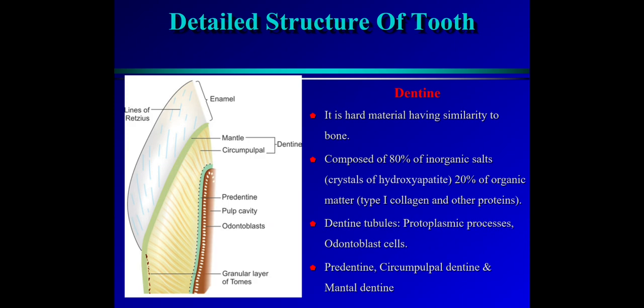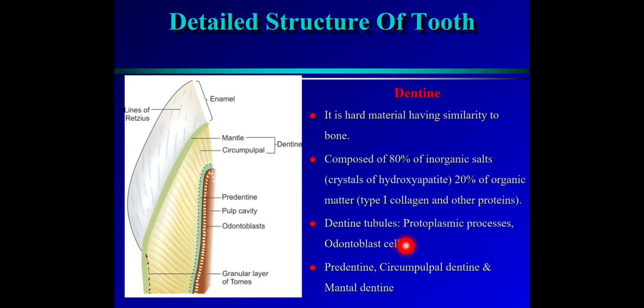These odontoblast cells cover the pulp cavity. They are simple columnar cells. They line the outer aspect of the pulp cavity, at the junction of the pulp cavity and the dentine. These odontoblast cells show protoplasmic processes. These protoplasmic processes are long. They radiate out from the pulp cavity and enter within the dentine, and they form the dentine tubules.